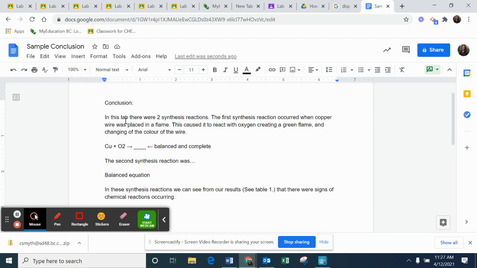So talk about the type of reaction. Talk about that type of reaction in relation to your specific reactions that you did. Talk about your results. When it comes to talking about how you did it, don't write out your procedure again. Write out that copper wire was placed in a flame. That is good enough for incorporating what you did.